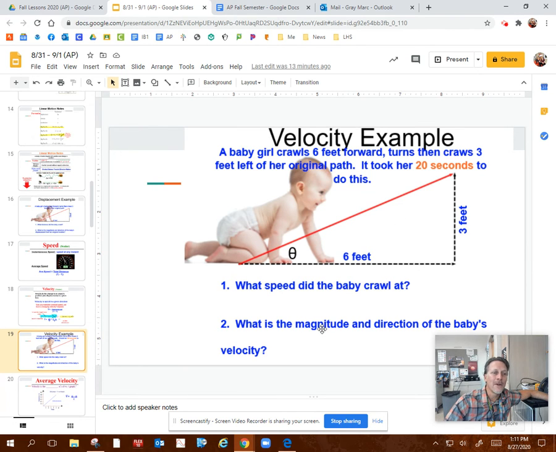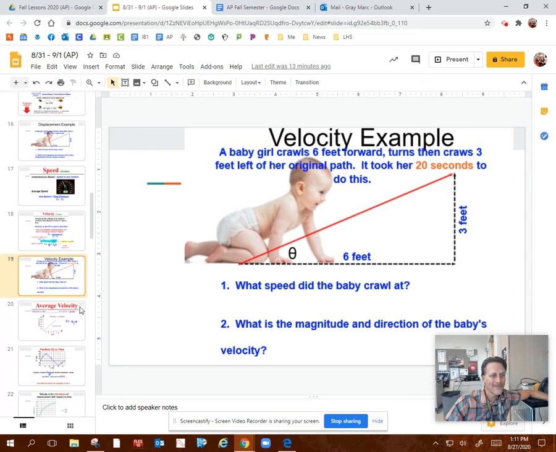And if you want to know the magnitude and direction of the velocity, it's going to be 6.7 feet divided by 20 seconds. And then you'd also have to add to the left of its original path. Okay, so that's how we deal with velocity.